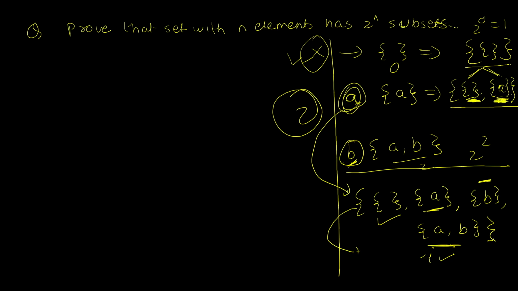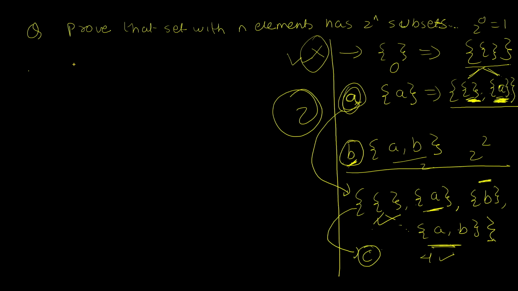If I were to introduce one more element called C, each of these 4 sets will give rise to 2 more sets. One by including C, one by not including C. So this is the fact that we'll use in our inductive proof. We'll use the fact that each subset of the lower power will give rise to 2 new subsets when we move one power higher. Alright, like I said, the actual proof is quite simple.